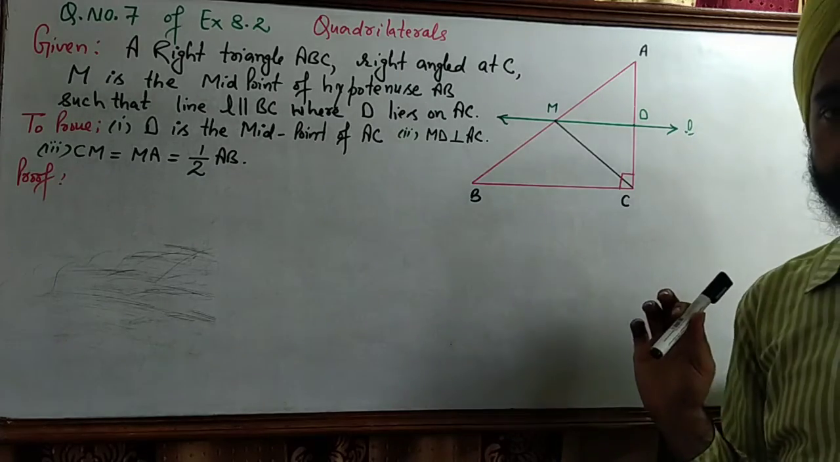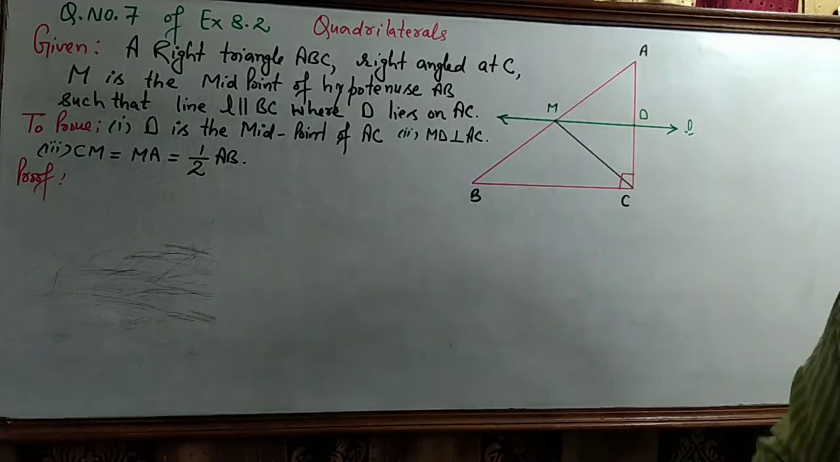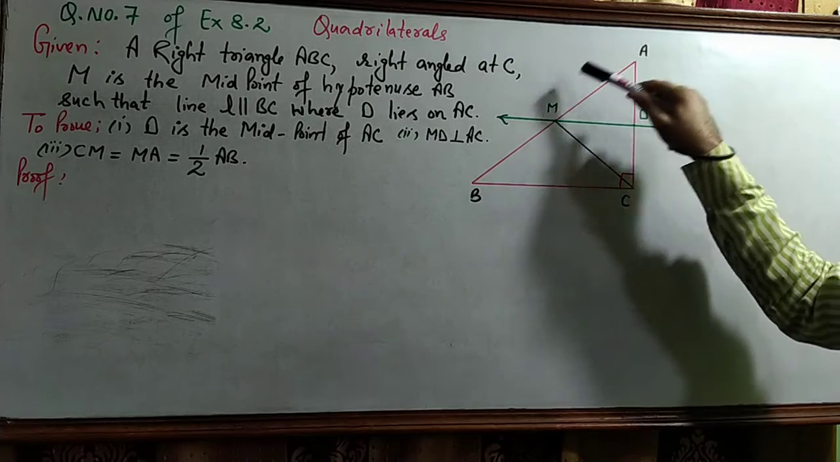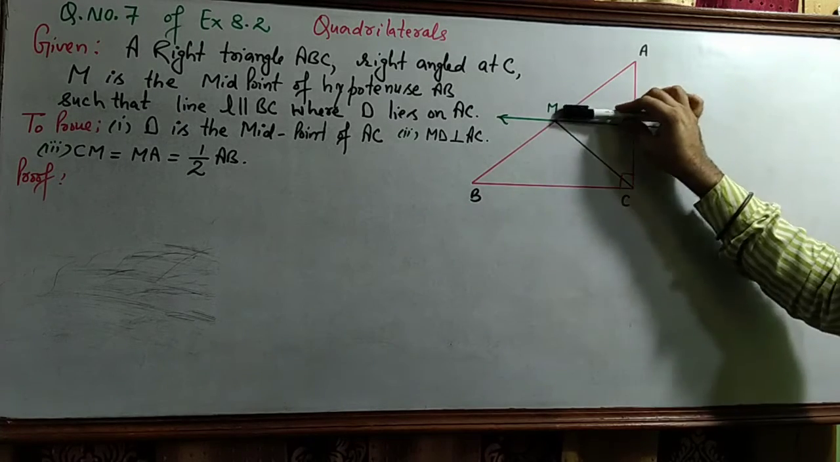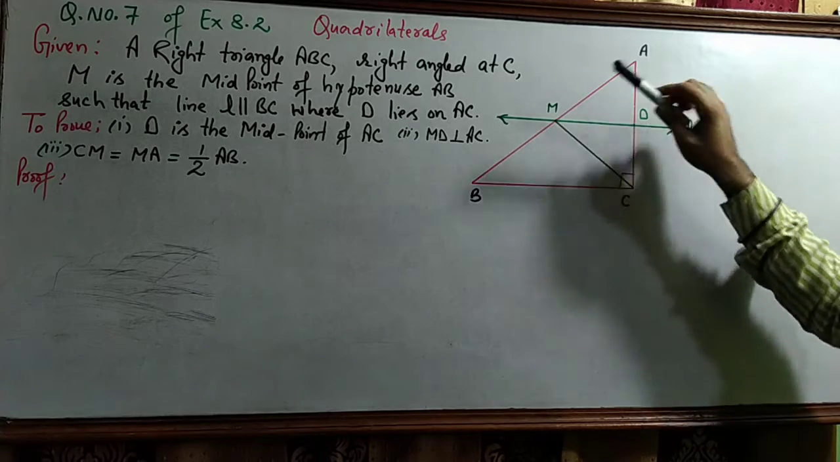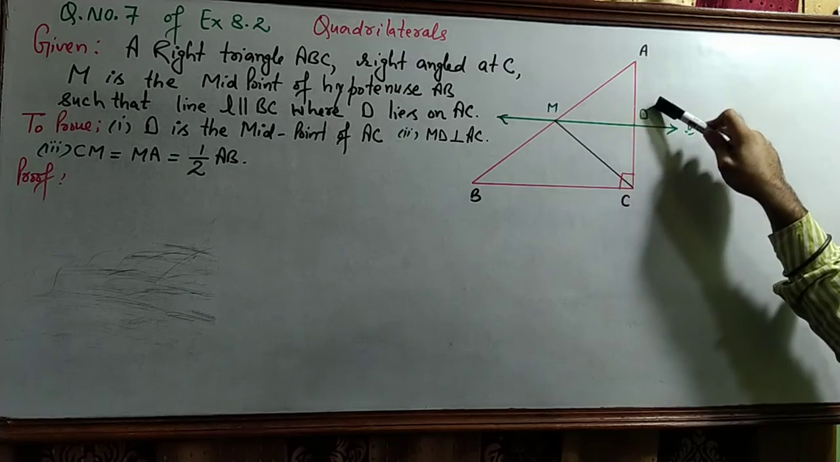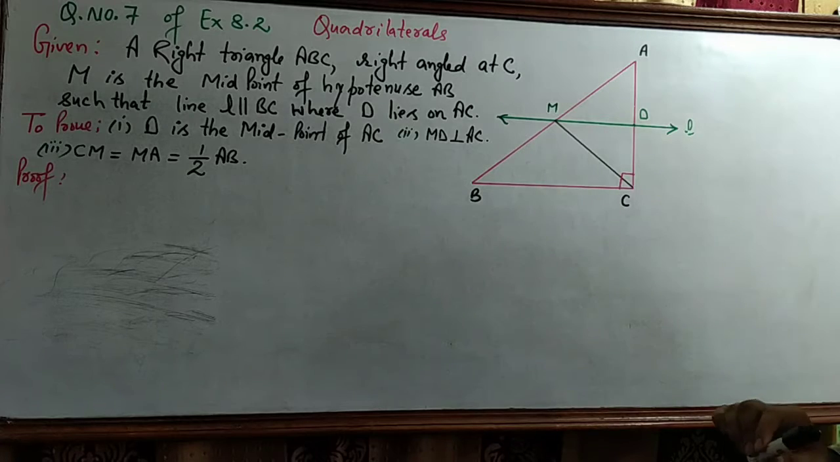This one is the question. Firstly, we have triangle ABC. Then M is the midpoint of AB. After that, this line, line L, is parallel to BC. This line is parallel to BC. L is parallel to BC means MD is parallel to BC.